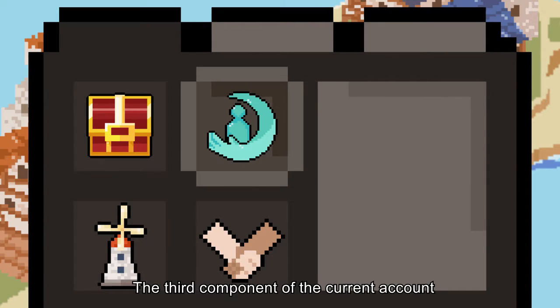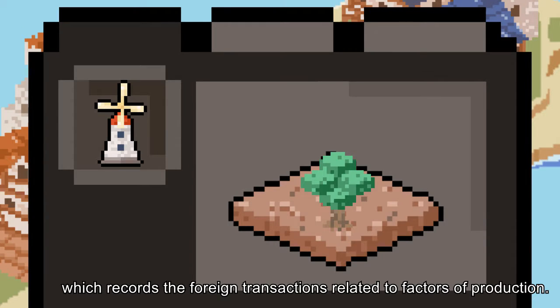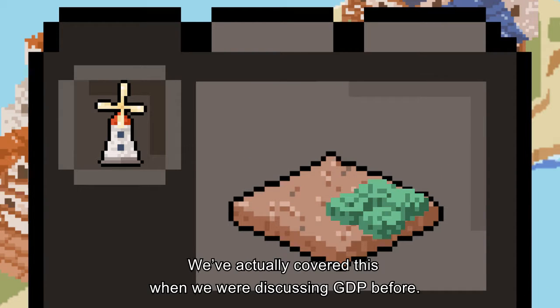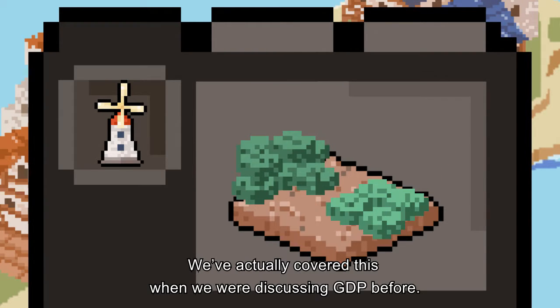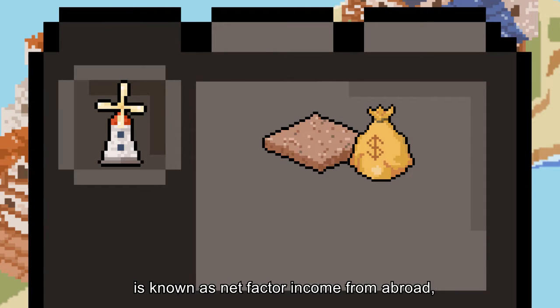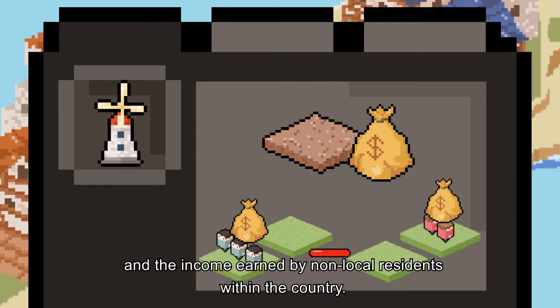The third component of the current account is factor income from abroad, which records the foreign transactions related to factors of production. We actually covered this when we were discussing GDP before. The balance of this factor income component is known as net factor income from abroad, which is the difference between the income earned by local residents from abroad and the income earned by non-local residents within the country.